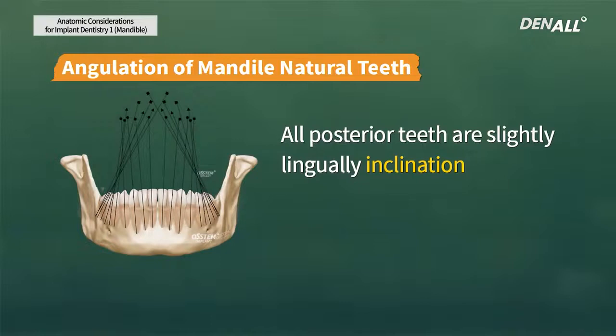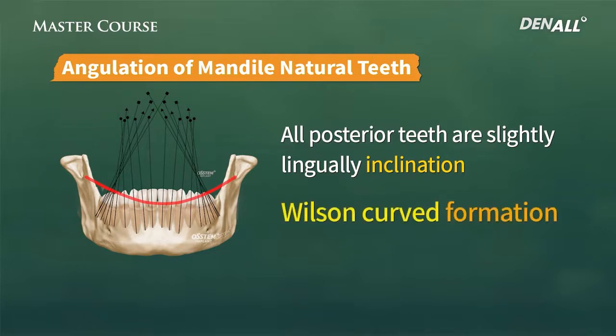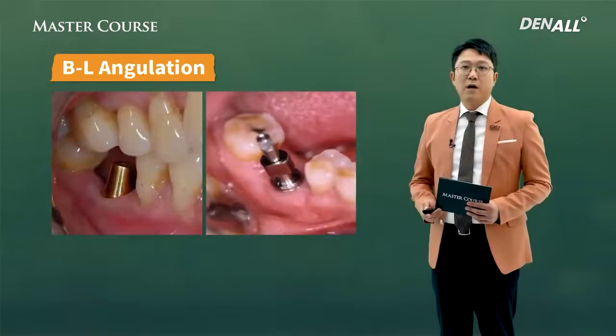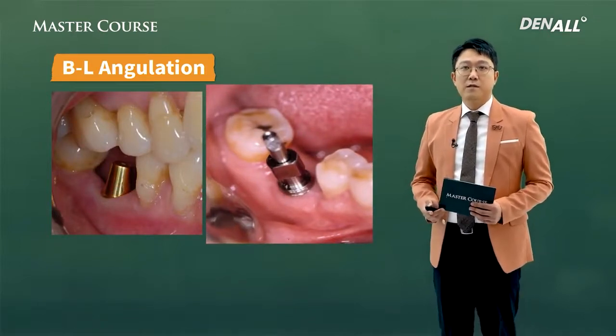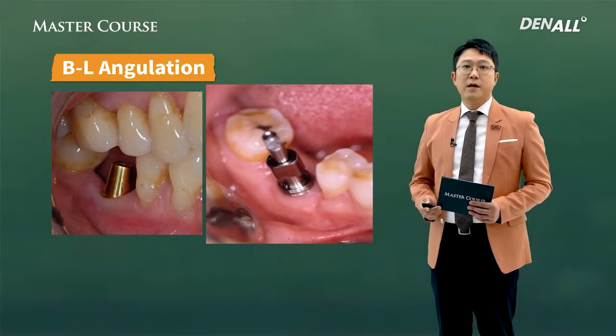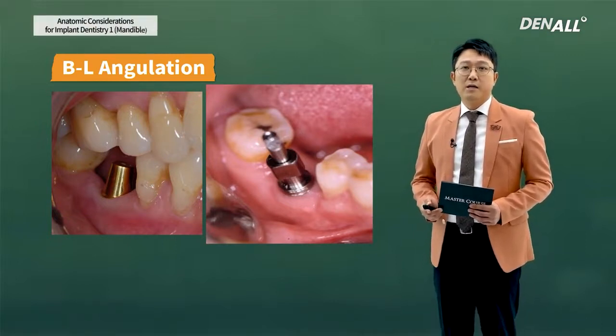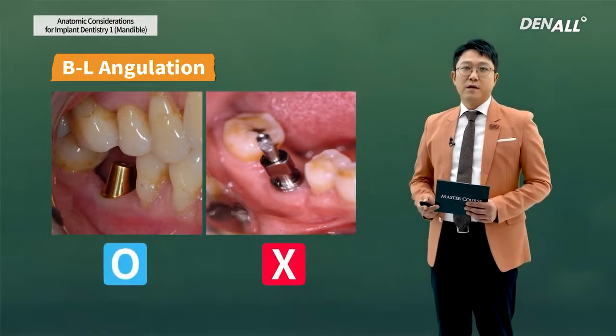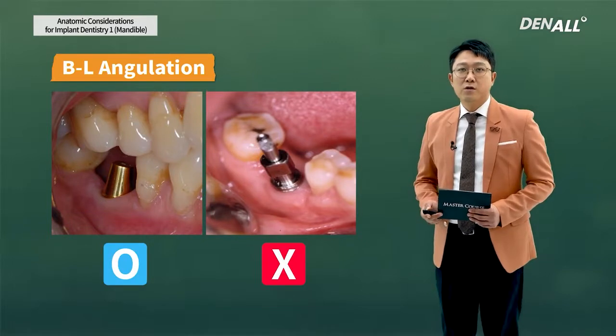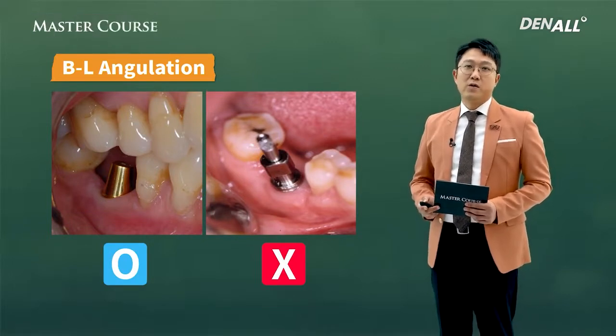If you look at the buccolingual inclination of lower natural teeth, the anterior teeth are a bit buccally inclined, but all posterior teeth are slightly lingually inclined, forming natural curve of Wilson. So when you place an implant at lower molar area, like in the right, the buccally inclined implant is not good for the opposing teeth, and also mechanical masticatory perspectives. So when you place an implant, there is a risk of lower lingual perforation. You need to be careful.